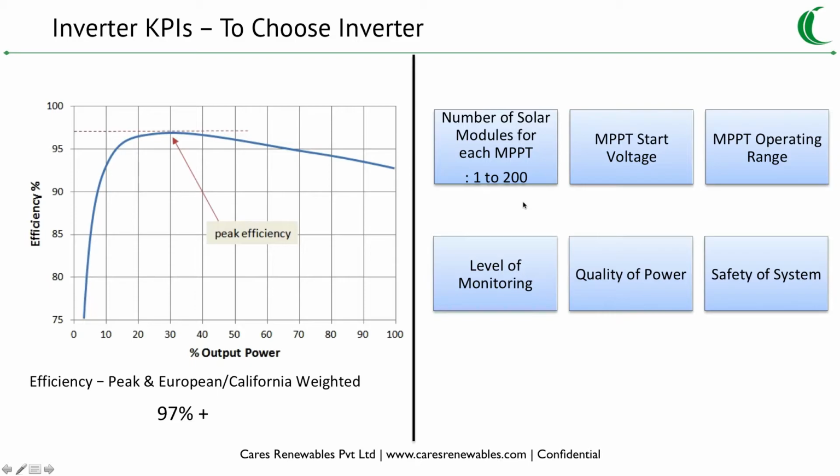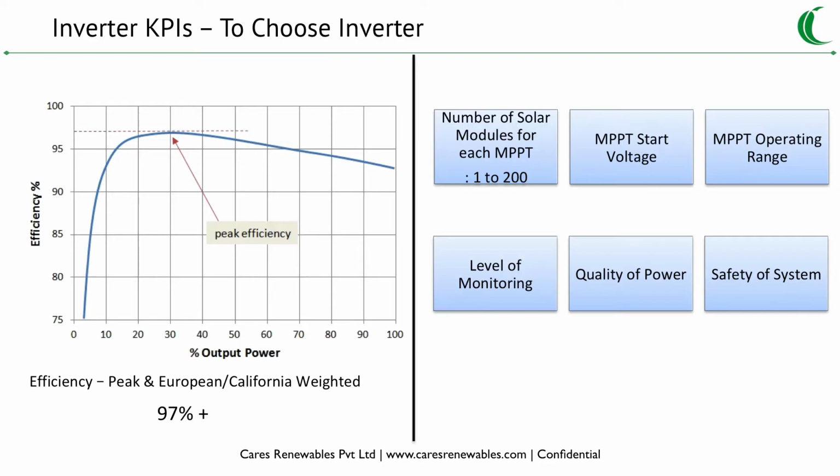Now when we look at KPIs, one of the most important metrics is the number of solar modules for each MPPT. It ranges very broadly from inverter to inverter. Even in string inverters, you have systems where a single MPPT manages 200 modules. This sometimes can be very tricky because the DC power extraction unit, when we connect all the modules in series, typically finds it difficult to manage all the modules' performance together.